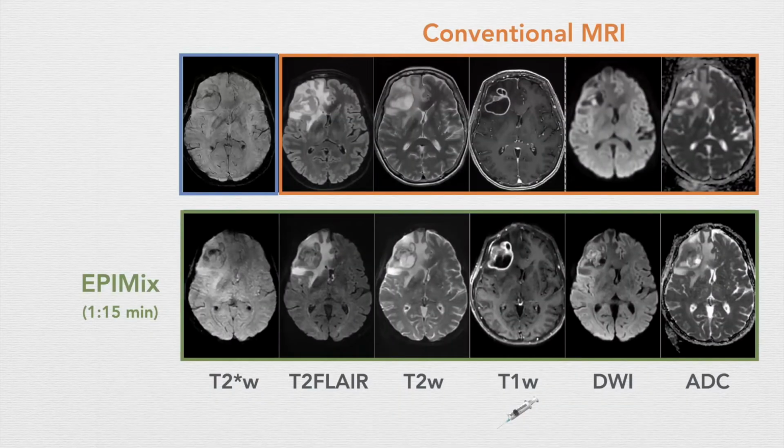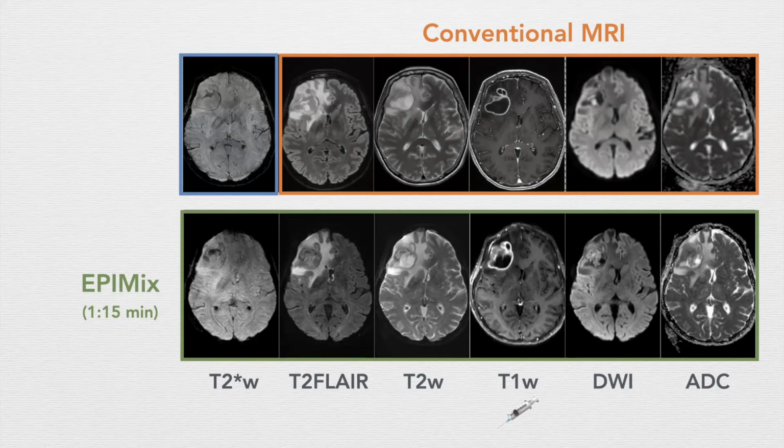Another comparison here is that on the top row, you see conventional MRI. On the bottom row, you can see EPIMix. And in the center there, you can see a needle saying that this is with gadolinium injection. So both of these T1 weighted images are with gadolinium. And the bottom row is EPIMix, and since it's EPI, it's also prone to distortions.